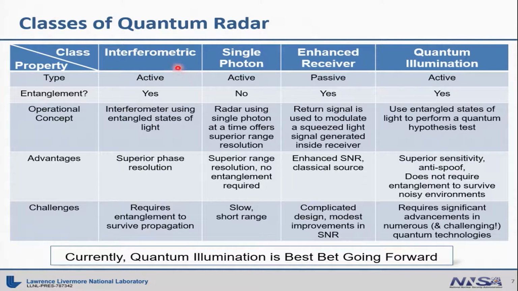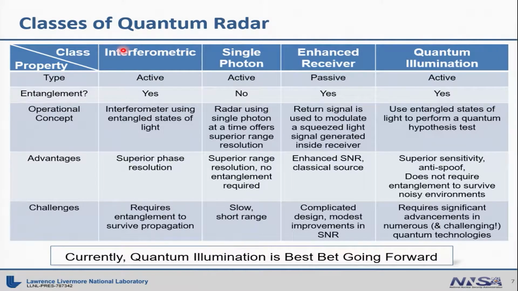You have the one we just talked about, the interferometer. You basically use the light to try to improve your resolution. This is an active radar. It demands that you launch an entangled state of light into the noisy, lossy environment and have it come back to you. It offers superior phase resolution, so you can actually make out fine details in the target you're looking at. One of the challenges with this method, though, is that it requires the entangled state, this non-separable state, to survive the entire transit to the target and back. These entangled states are very fragile. As soon as they see any sort of noise or loss in the environment, they will break apart and become classical. That's one of the key challenges.